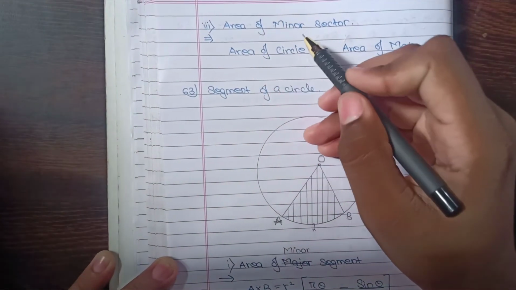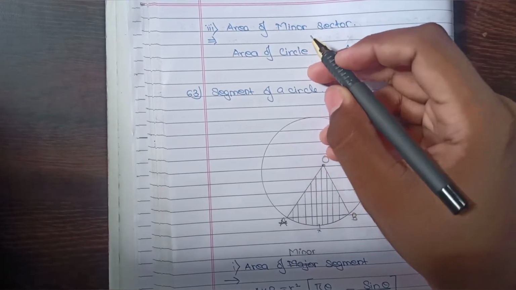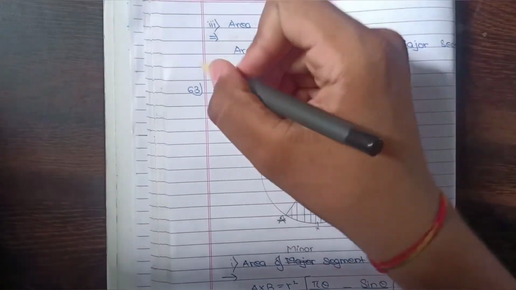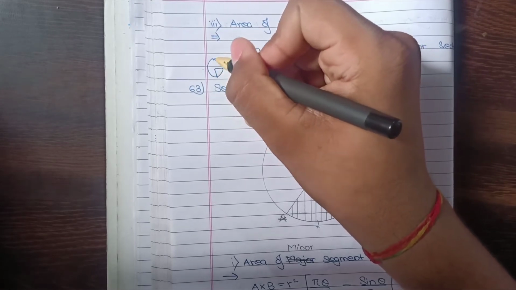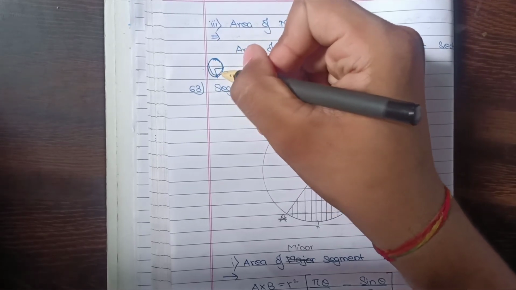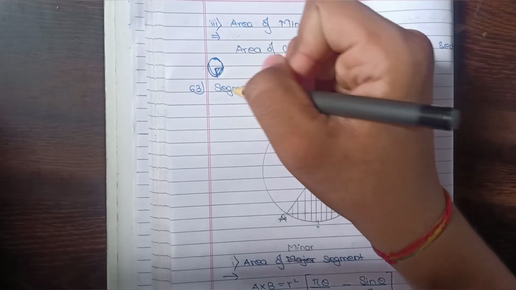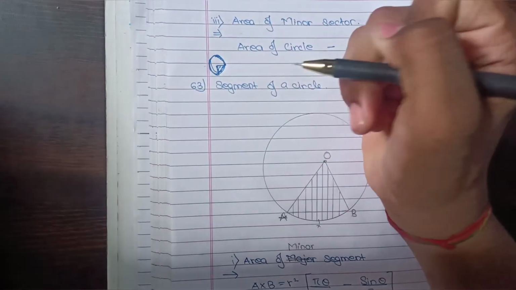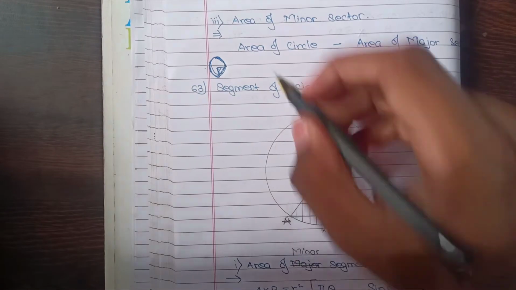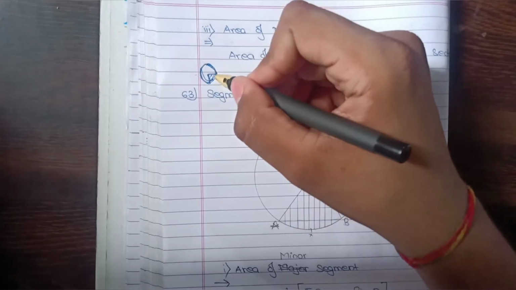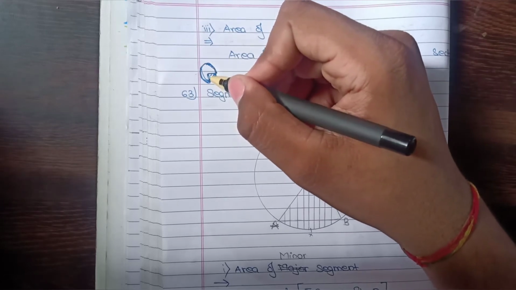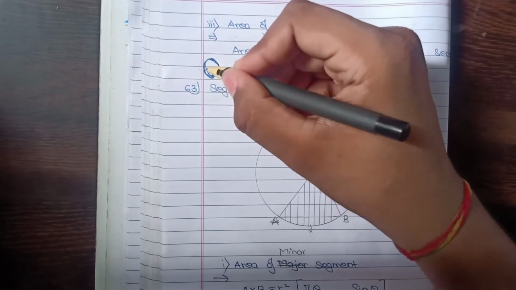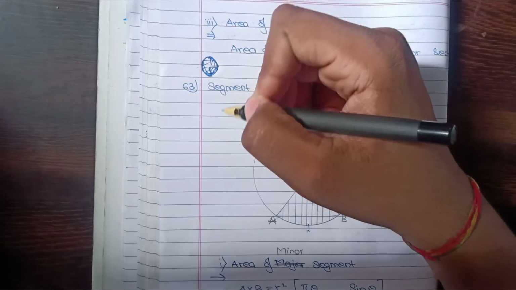Now the area of the minor sector. What is the area of the minor sector? See, this is the minor sector, this is the circle. So the area of the circle minus the area of the minor sector, we'll get the area of the major sector. Or, if you want to find the area of the minor sector, we can find the area of the circle, then subtract the area of the major sector from the circle.